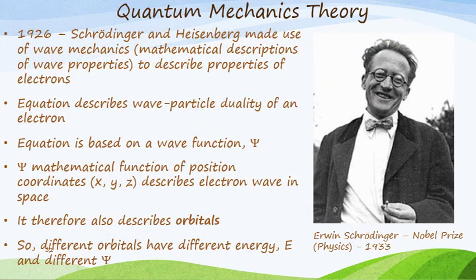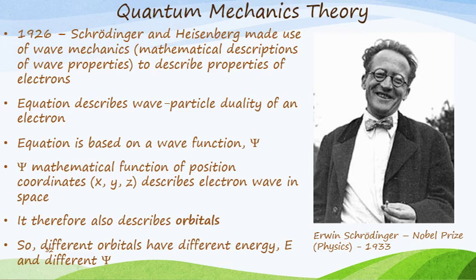Now moving on, another very well-known scientist by the name of Erwin Schrödinger. He won a Nobel Prize in 1933 for his work in quantum mechanics. Both he and Heisenberg made use of wave mechanics. Wave mechanics is simply mathematical descriptions of wave properties to describe the properties of electrons. So they developed the equation that describes the wave-particle duality, which means that the electron can have both properties of waves as well as a particle at the same time.